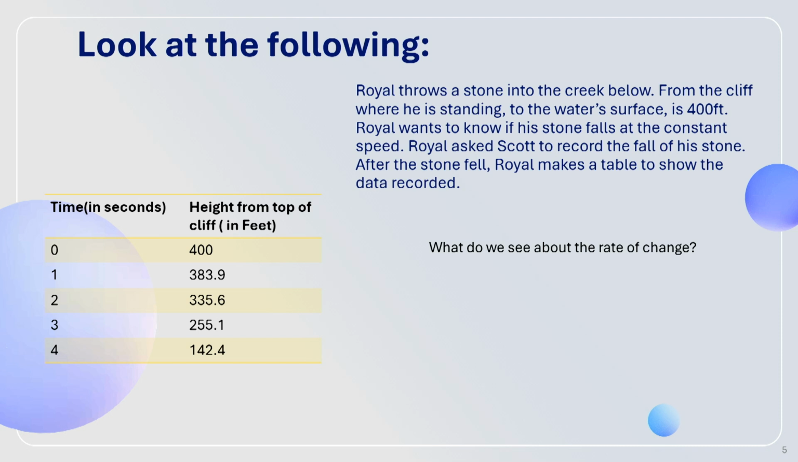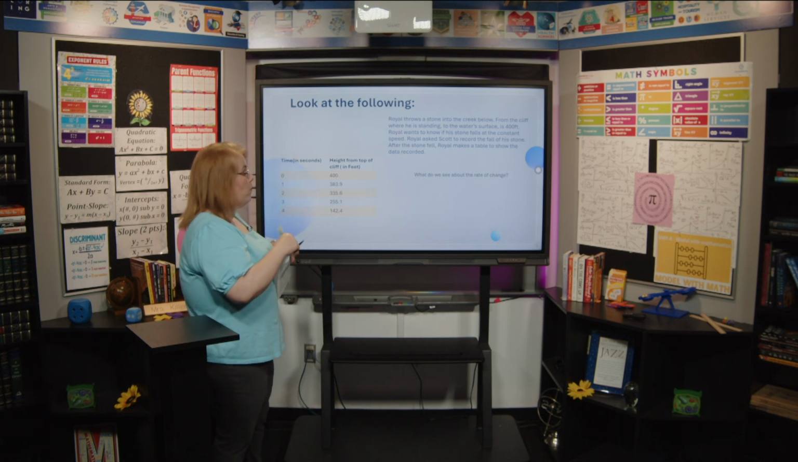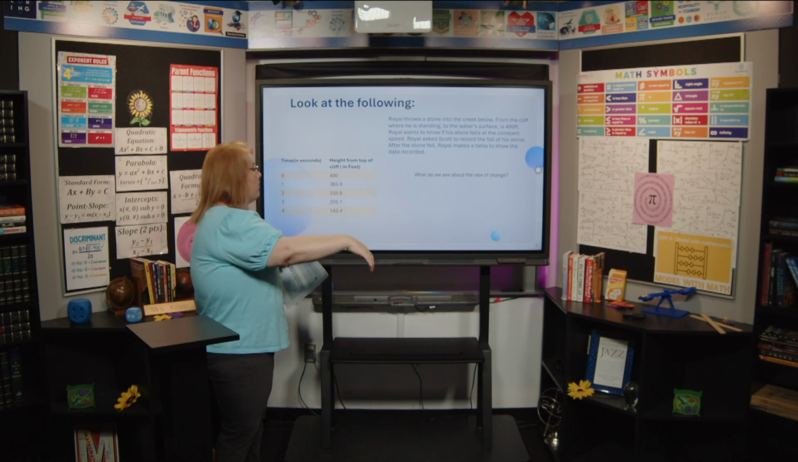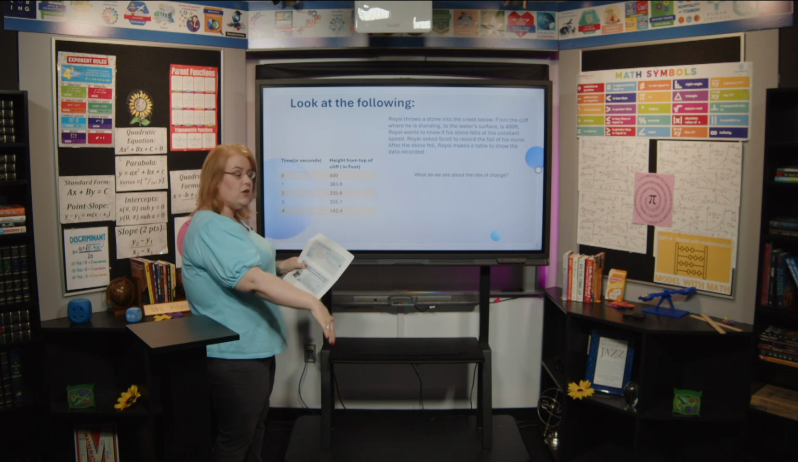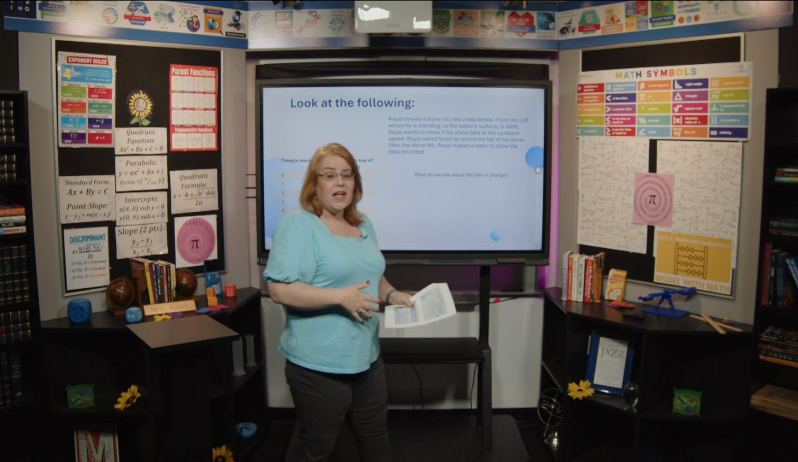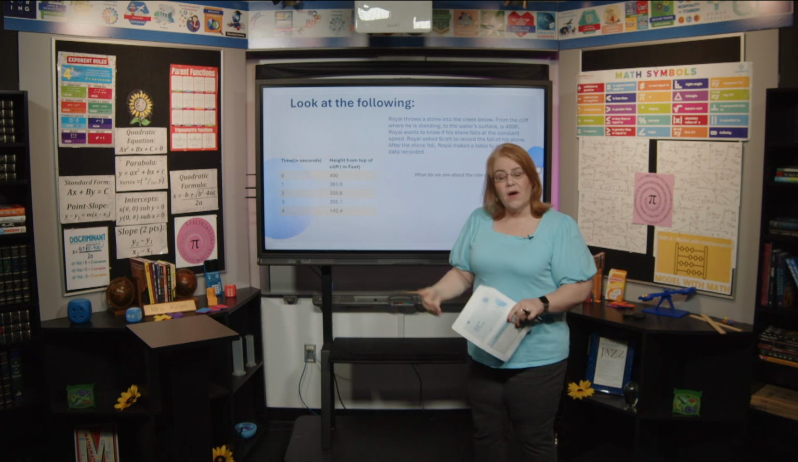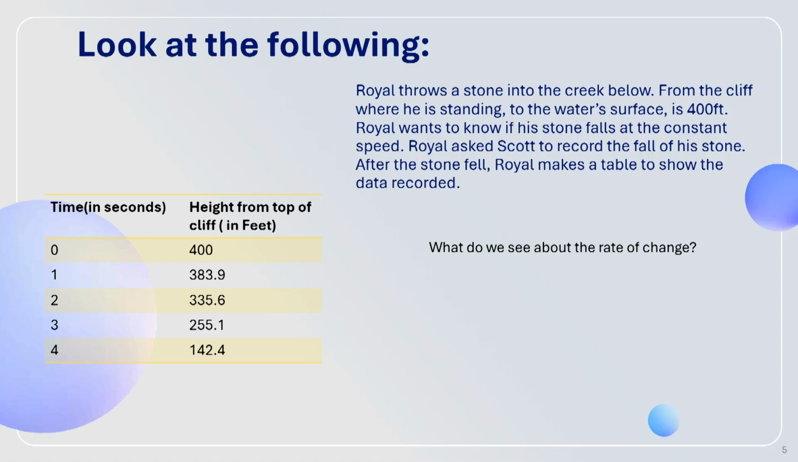Okay, so at 0 seconds, his stone is in his hand at 400 feet above the water. At 1 second, it is falling, second, still falling, third, and so on. So do I see a constant rate of this stone falling? Is there a constant rate at which it's falling to the water? I don't see it, but let's see. Let's do the math.